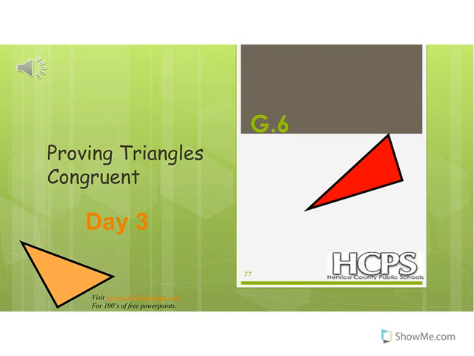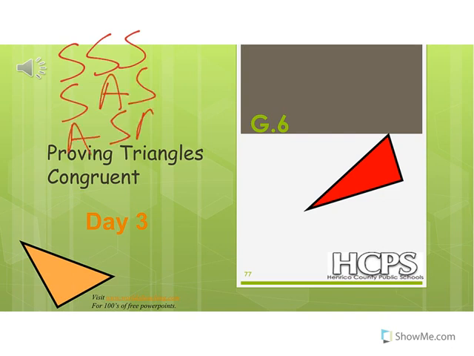Proving triangles congruent, day 3. So let's review what we have learned. We have learned that we can use the four theorems or postulates to prove two triangles are congruent: side, side, side; side, angle, side; angle, side, angle; or angle, angle, side.